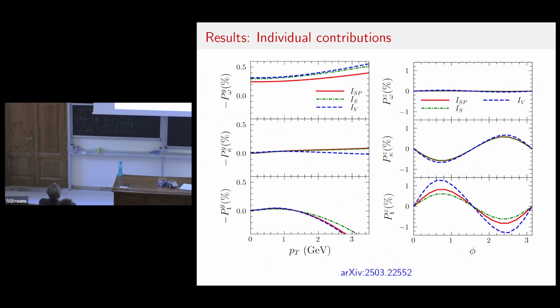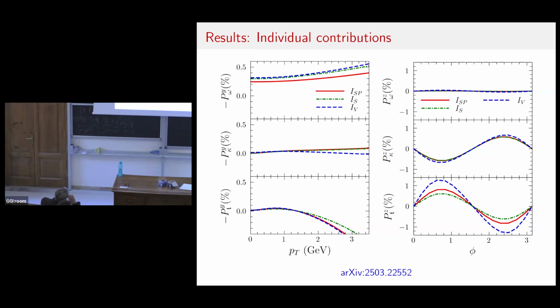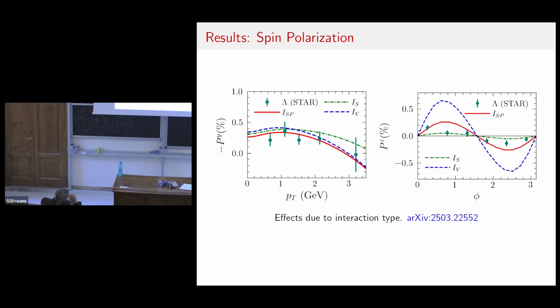Okay, so the main takeaway message from this figure is the dissipative correction gets larger at high PT for the Y component of polarization, and the dissipative correction is sensitive to the type of interaction considered to derive the transport coefficients. And okay, so the net polarization has to be obtained by adding these contributions, and this we do here, and this is plotted here.